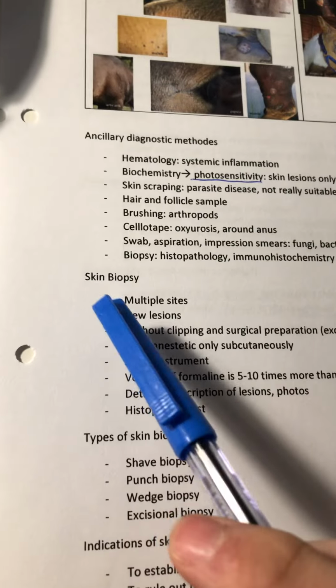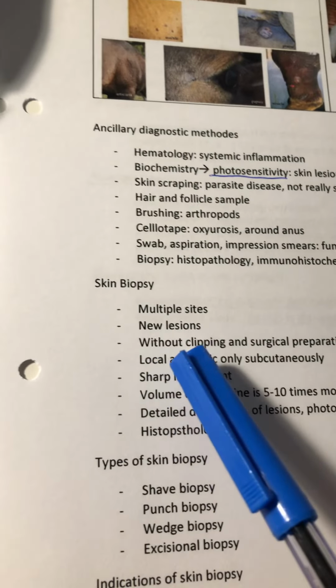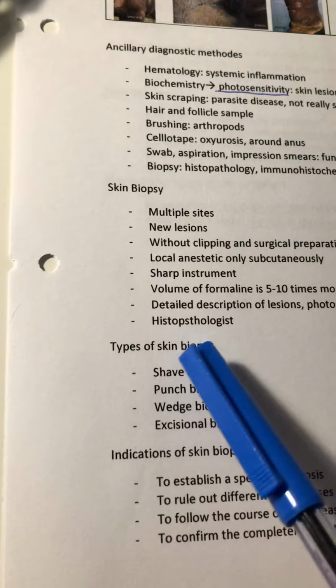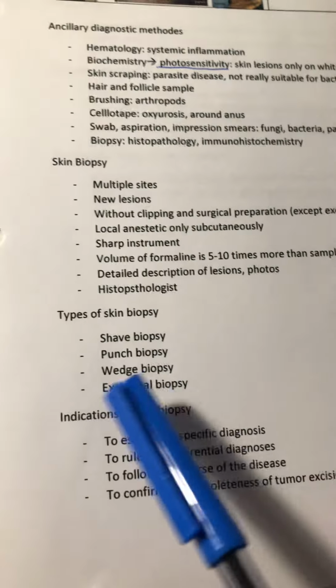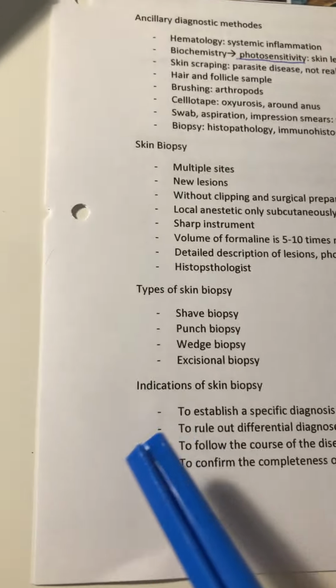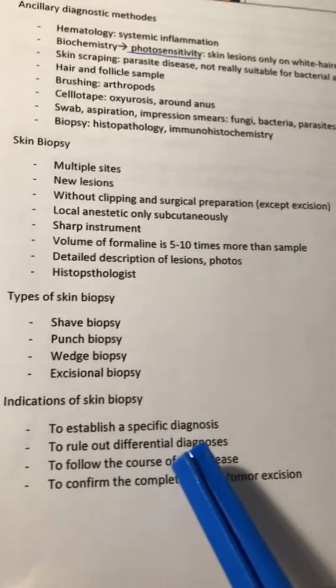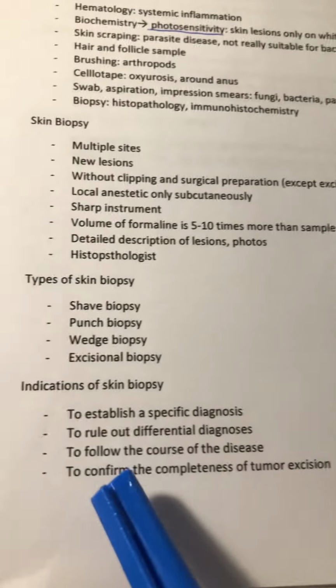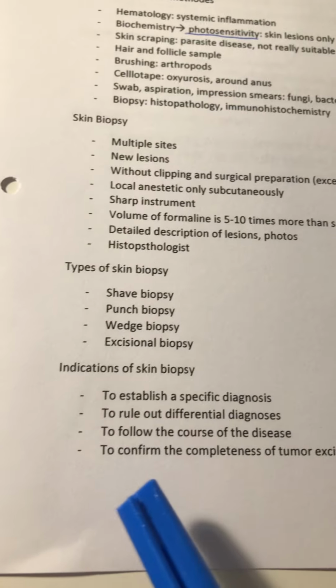For skin biopsies, you can have multiple sites for new lesions without clipping or surgical preparation. The types of skin biopsies are shave biopsy, punch biopsy, wedge biopsy, and excisional biopsy, so SPWE. The indications for a skin biopsy are to establish a specific diagnosis, to rule out differential diagnoses, to follow the course of the disease, and to confirm the completeness of a tumour excision.